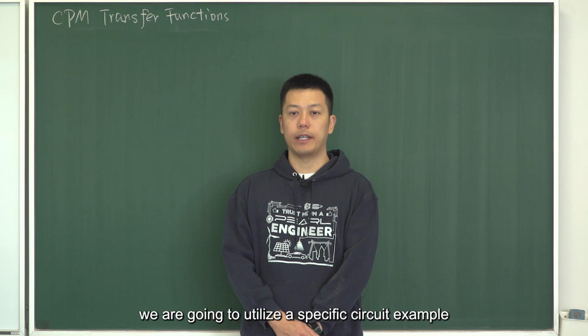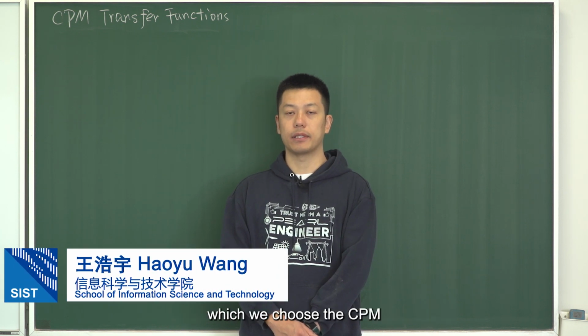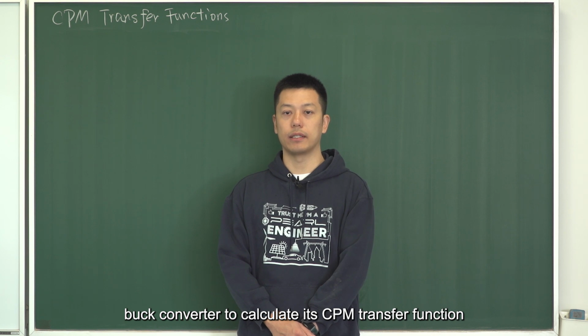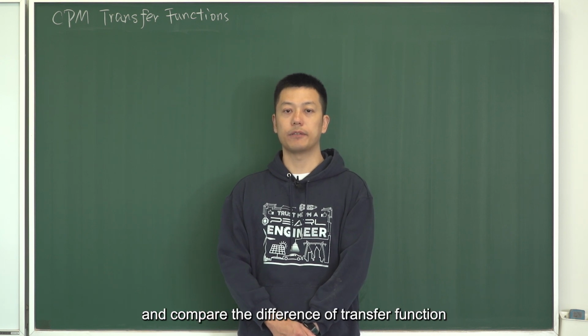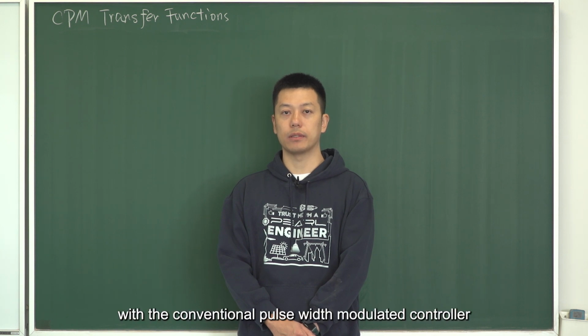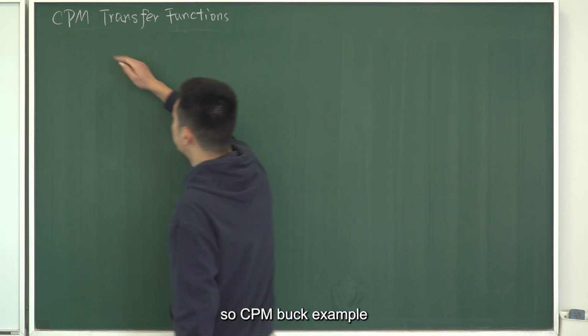So in this section, we are going to utilize a specific circuit example, which we choose the CPM buck converter, to calculate its CPM transfer function and compare the difference of transfer function with the conventional pulse width modulated controller. So, CPM buck example.